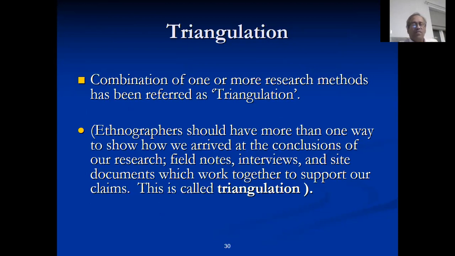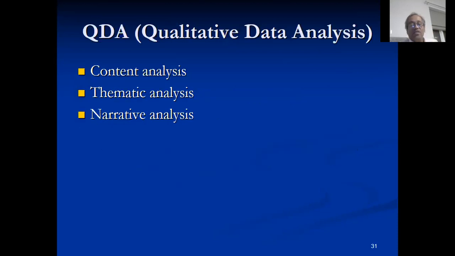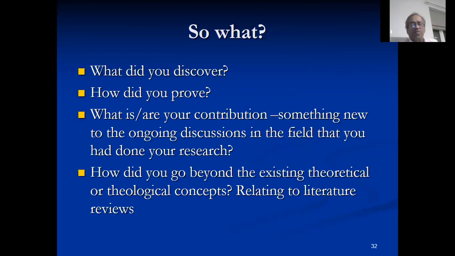Triangulation means a combination of one or more research methods, and it is important to use and verify different methods, bringing together the common areas and themes and other consistent, frequent observations or events observed, those sorts of things. As I've already said, narrative analysis, thematic analysis, and content analysis are things you can use to study the text that you have got through participant observation or with the different methods that you have used.